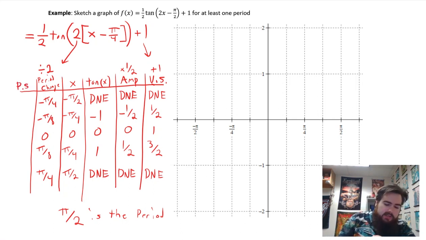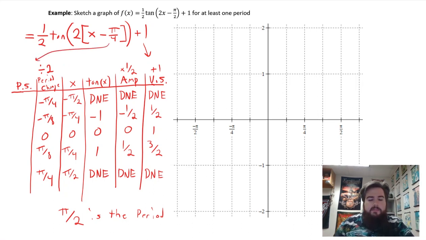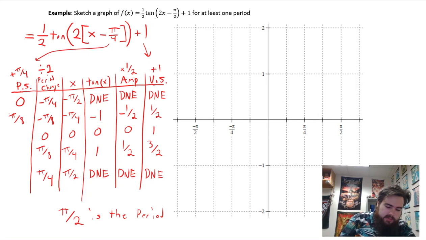Lastly, we have our phase shift. Our phase shift is the value on the inside of the brackets here. Because we have minus pi fourths, that means we are going to be moving to the right by pi fourths. So we are going to add pi fourths. This will give me 0, pi eighths, pi fourths. Pi eighths plus pi fourths is 3 pi eighths. And pi fourths plus pi fourths is pi halves.